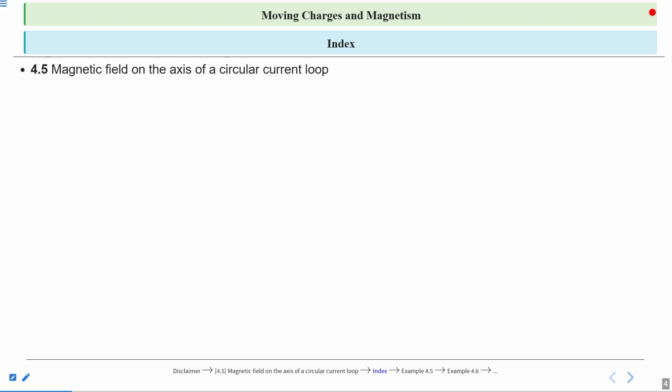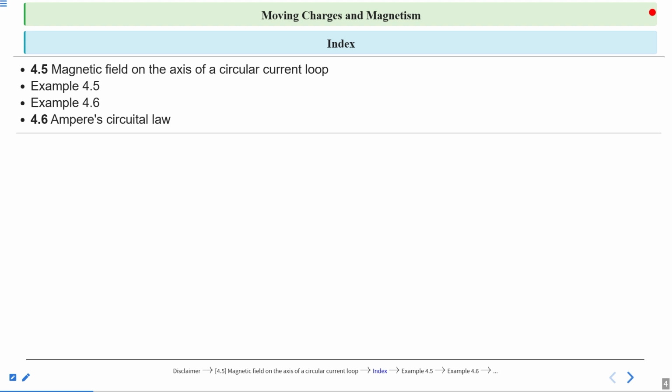So here is the index, the topics that we are going to discuss today. NCERT section 4.5, magnetic field on the axis of a circular current loop. Then example 4.5, then example 4.6, and then NCERT section 4.6, Ampere's circuital law.